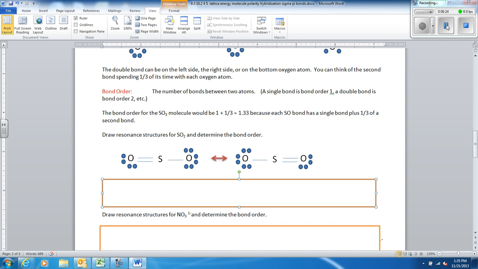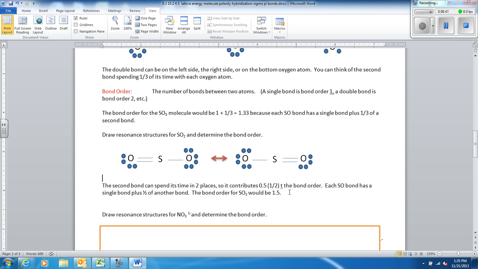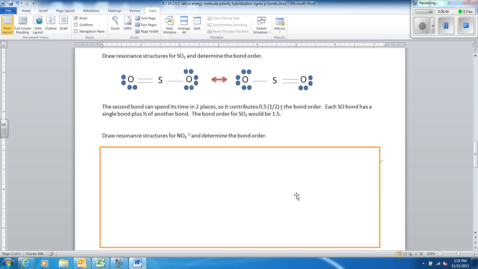And you'll notice that there are 2 structures, and that second bond will spend half its time on the left, half its time on the right. So notice I'm saying there's 2 structures, so it spends half the time on the left, half on the right. So the bond order would be, what would it be? 1.5. Hopefully you got that right.